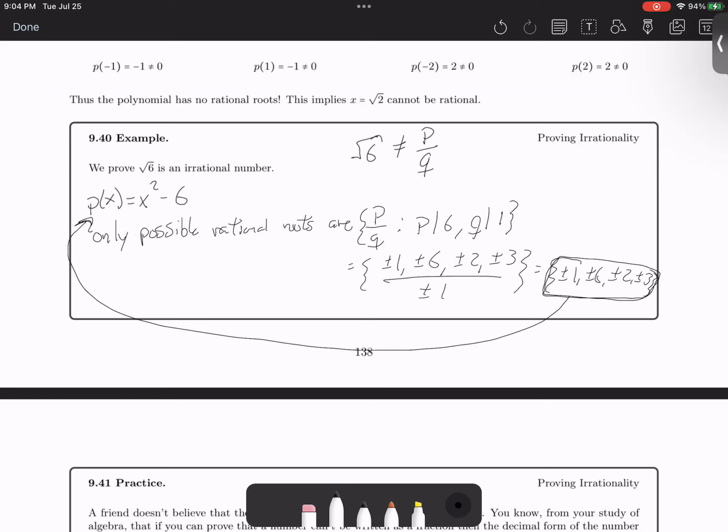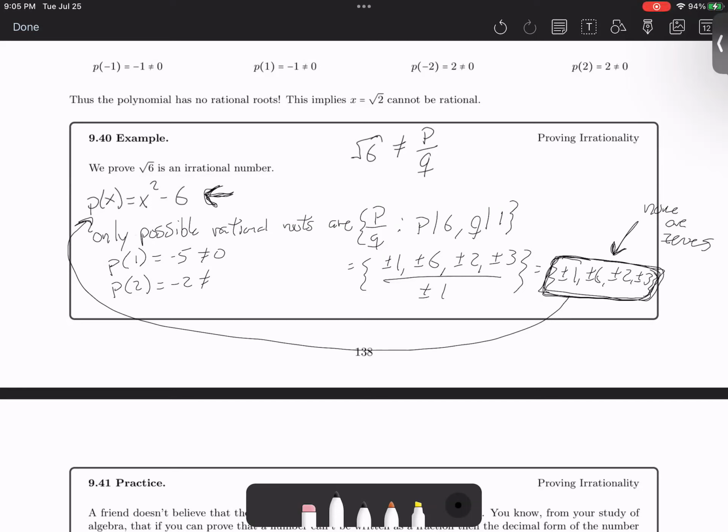But when I do that, right, if I look at 1, I get a minus 5. And if I look at 2, I get a minus 2, right? These are not zeros. In fact, none of these possible zeros are actually zeros. So if what's in our box right here are all of the possible rational roots, but none of them actually are roots to this polynomial, then that means that this polynomial can't have a rational root.